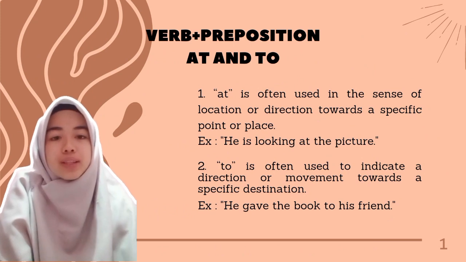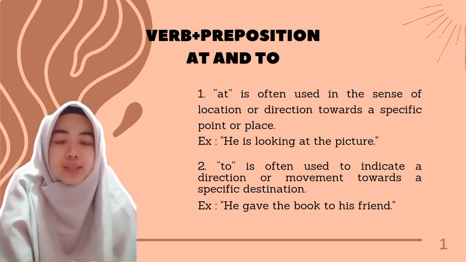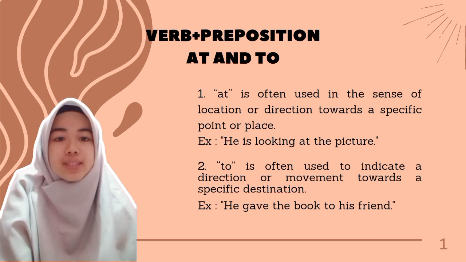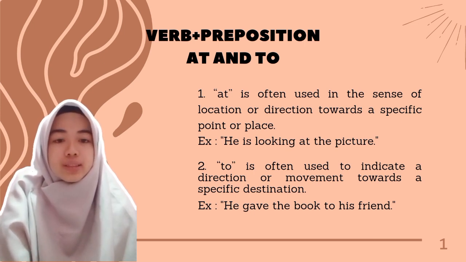Okay, first I would like to convey about verb plus preposition at and to. The prepositions at and to can be used with different verbs to convey different meanings. At is often used in the sense of location or direction towards a specific point or place. For example, he is looking at the picture. And then to is often used to indicate a direction or movement towards a specific destination. For example, he gave the book to his friend.